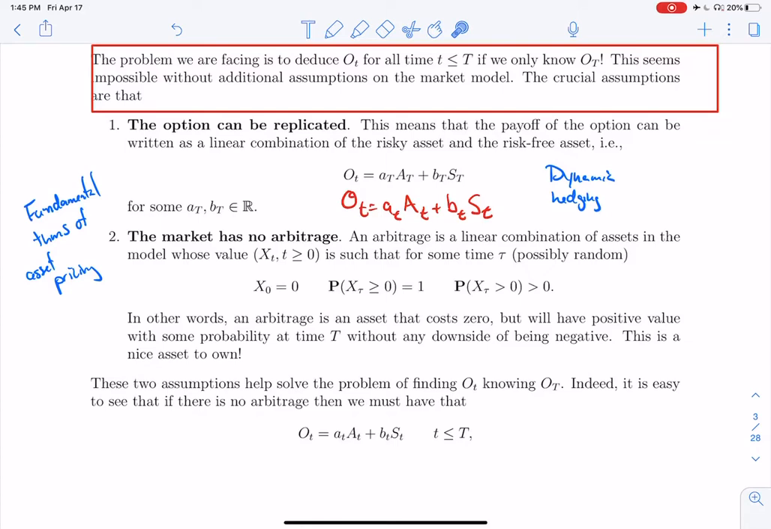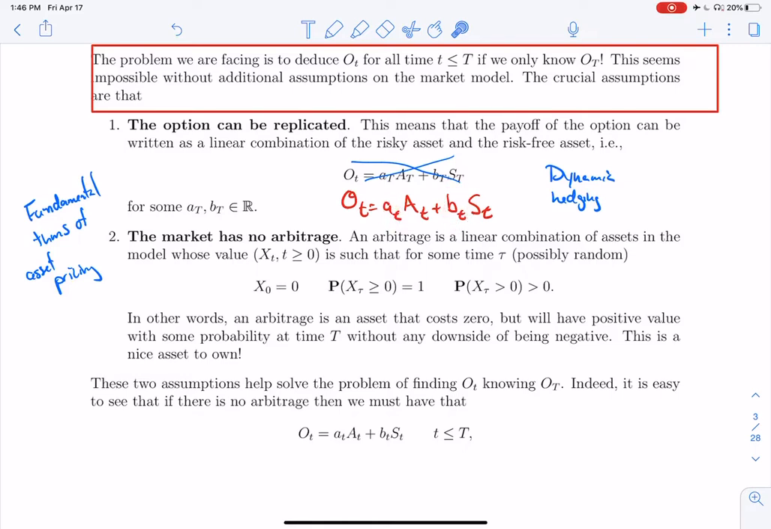Okay, what does that mean? There was a mistake in the notes here. Using the two assets in my market, that is the risk-free asset and the risky asset, I can write, at every time T, the value of the option as a portfolio, a linear combination of the risky asset and the risk-free asset.